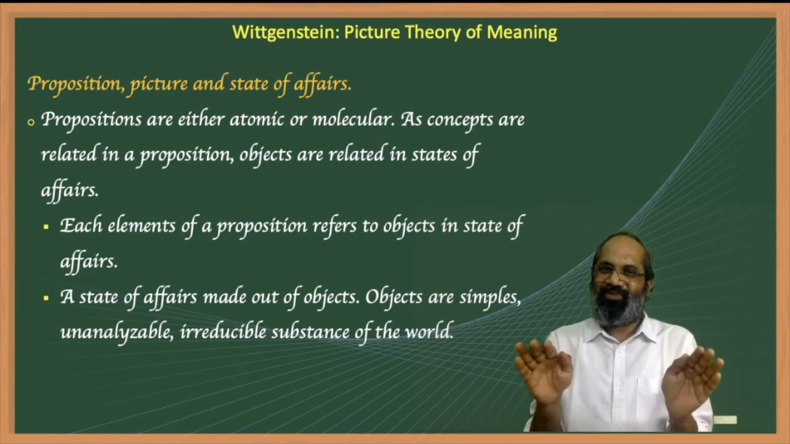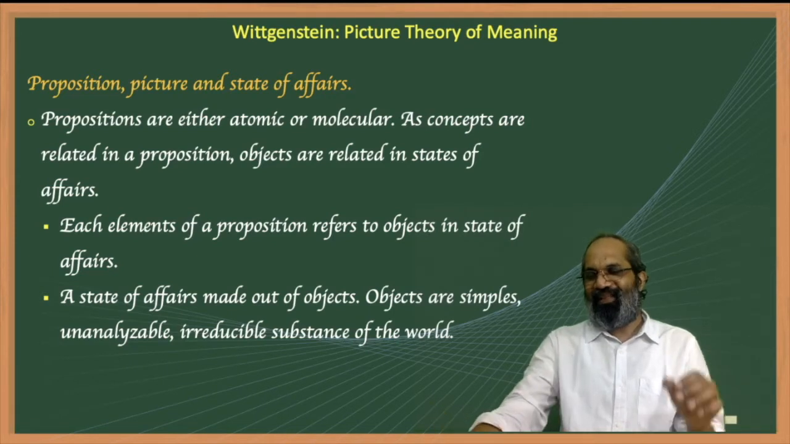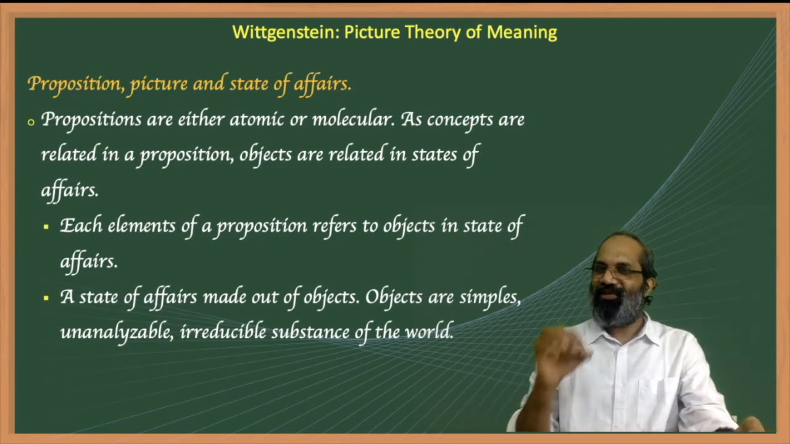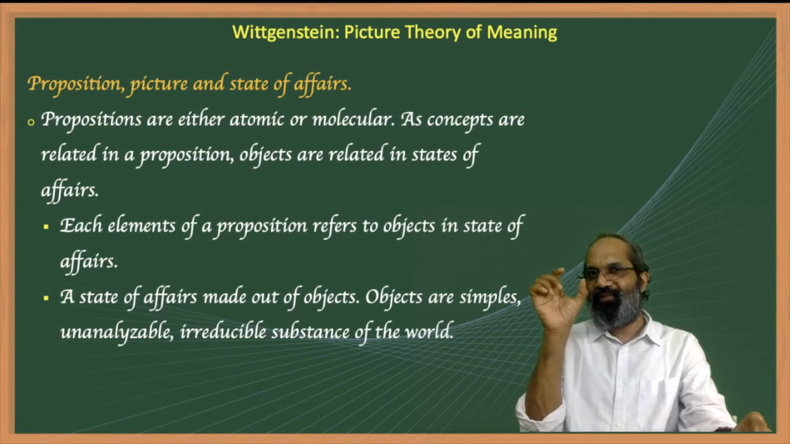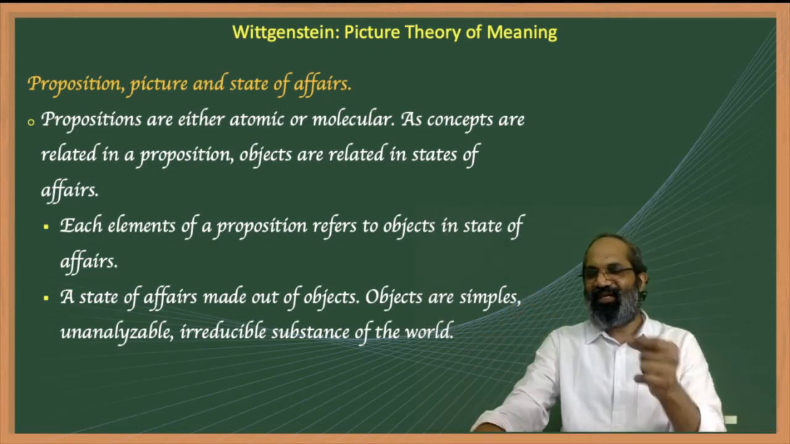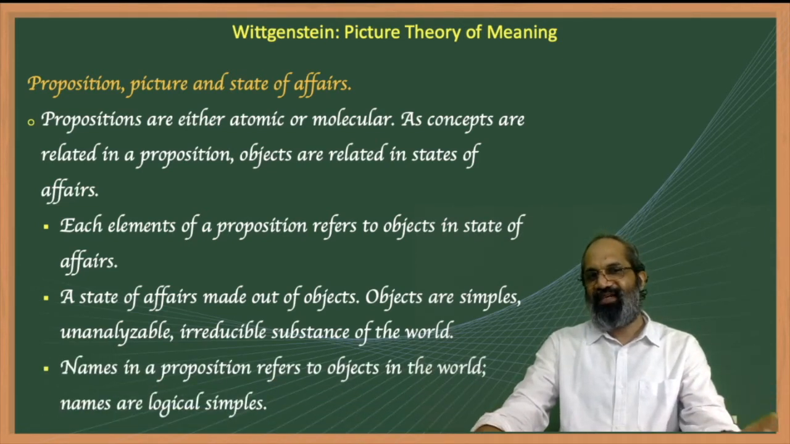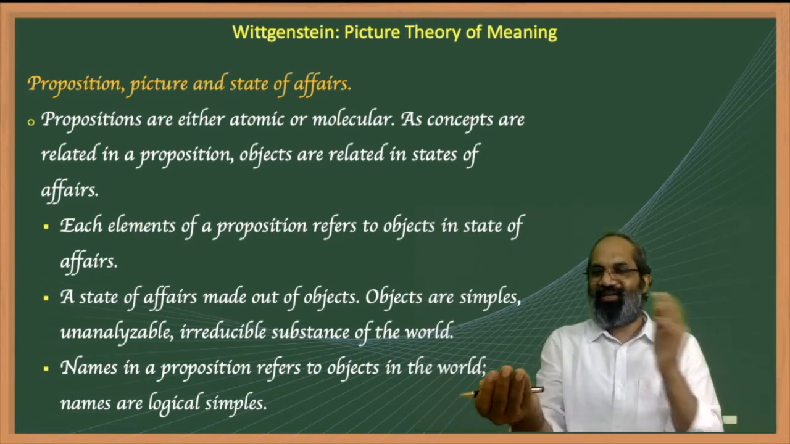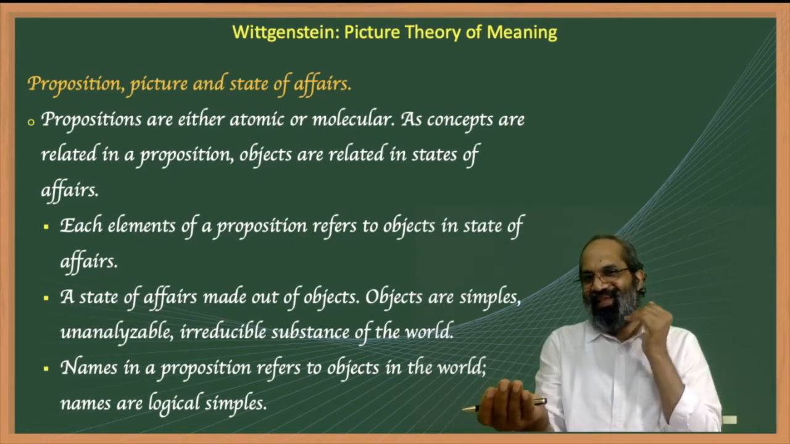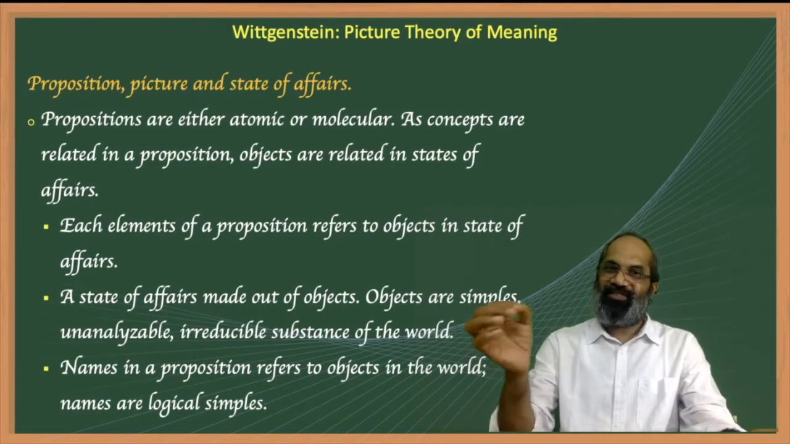Like language, a proposition is composed of concepts. So they are what the world is made of. So when you listen to the term object, don't take it as a physical thing, but as a conceptual thing, which can be represented using words in language. And names in a proposition refer to objects in the world. So in "pen is on my hand," pen is a name, and hand is a name, and they refer to the objects in the world. Names are logical symbols.